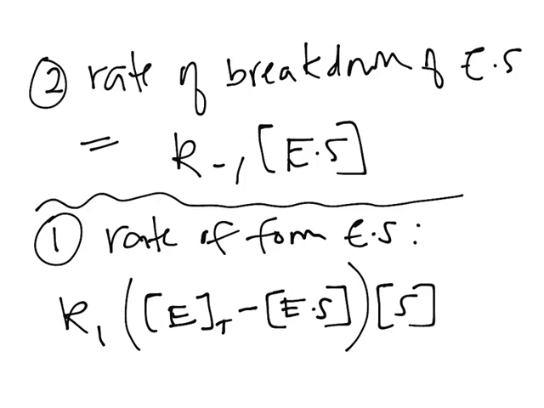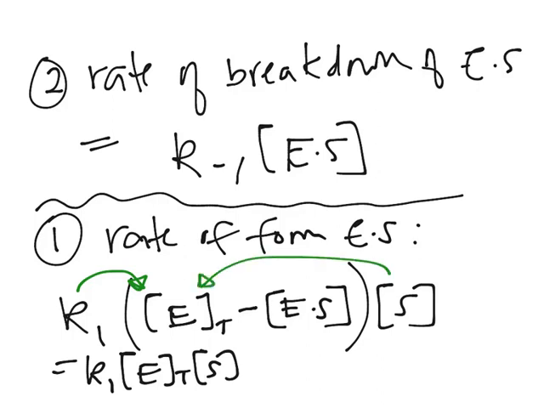And now I'm just going to go ahead and multiply everything out through my parentheses here. So that's going to equal K1 times the concentration of total enzyme times the concentration of substrate. You can see I've got these parentheses here, and I'm multiplying this through, and I'm multiplying this through. So minus K1, multiplied through by the other term, times the concentration of the enzyme substrate complex, times the concentration of the substrate. And I can now do a similar substitution for equation number 2.